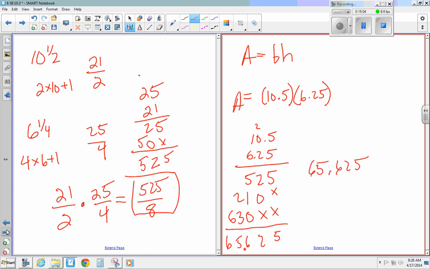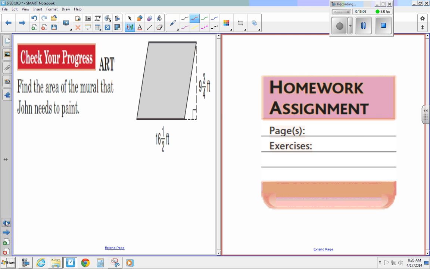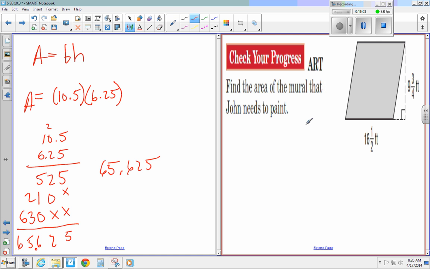All right, almost done. So here is the area of a mural that John needs to paint.